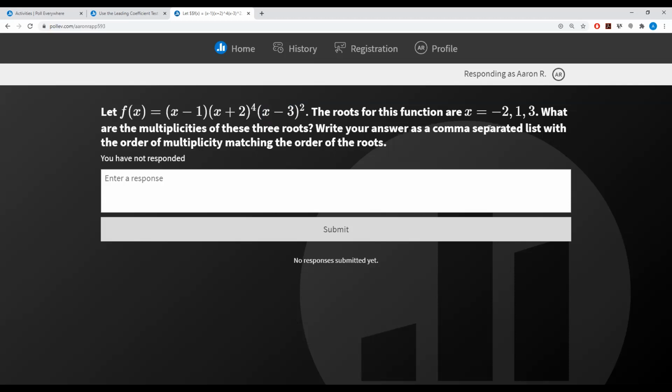So what I want you to do is answer what the multiplicities of these roots are. You're going to make a comma separated list. It just means write a number, comma, number, comma, number. And the first number I want to correspond with the multiplicity of -2. The second number corresponds with the multiplicity of 1. And the last number corresponds with the multiplicity of 3. And so you need to be typing in 3 numbers, and the 3 numbers are the multiplicities.